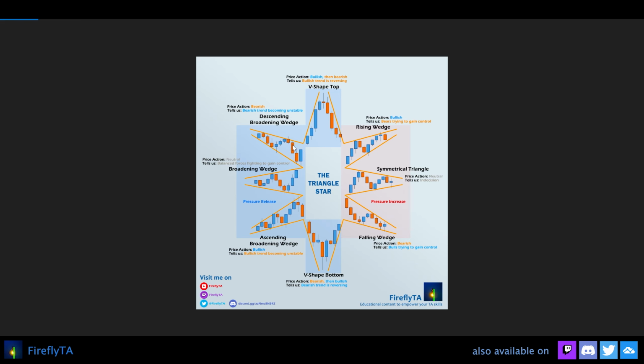And as you can see, the volatility is increasing. The range is becoming unstable of sorts. And the opposite of a symmetrical triangle is the broadening wedge. So in this phase, you don't have increasing pressure, you have decreasing pressure. And decreasing pressure means that volatility is increasing, whereas increasing pressure means volatility is decreasing.